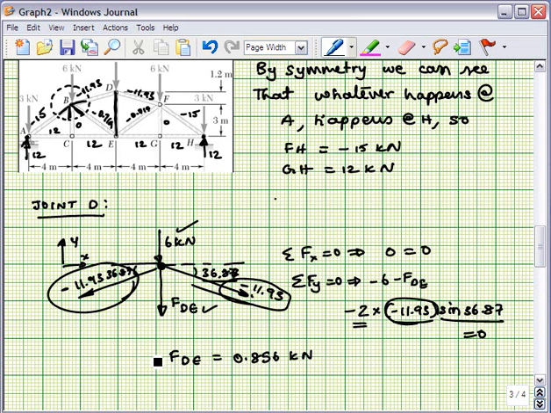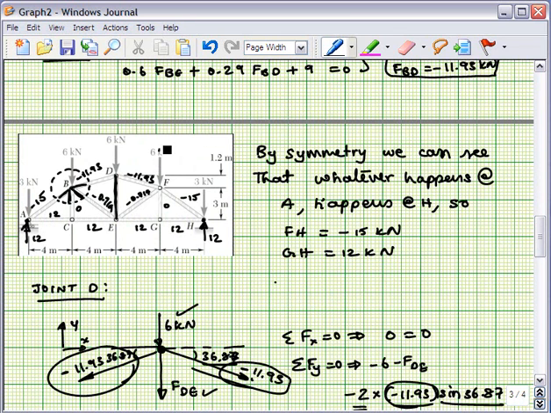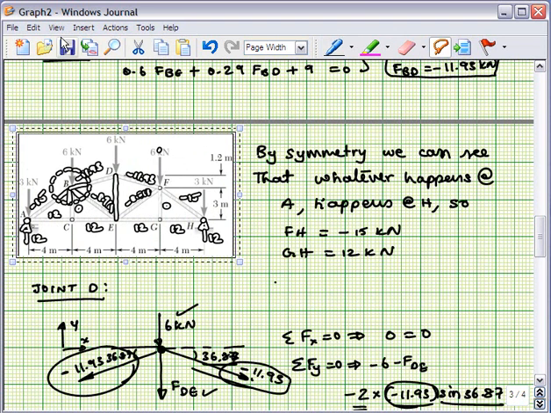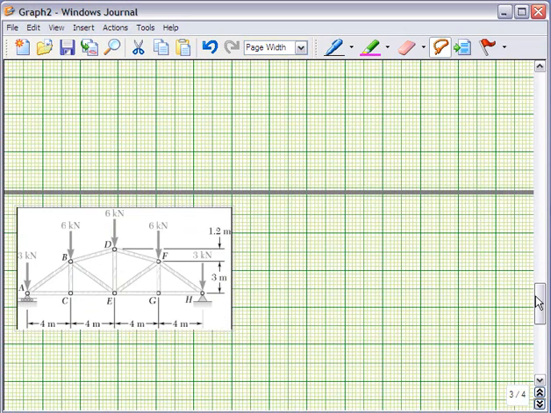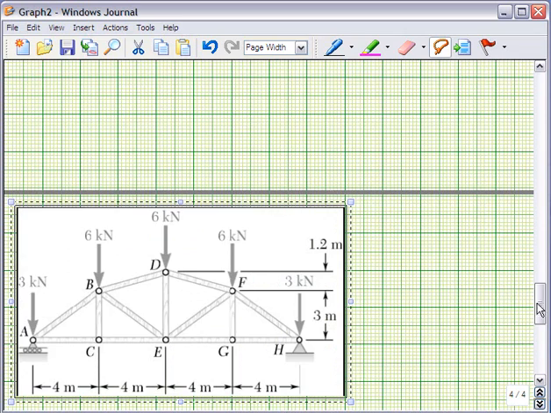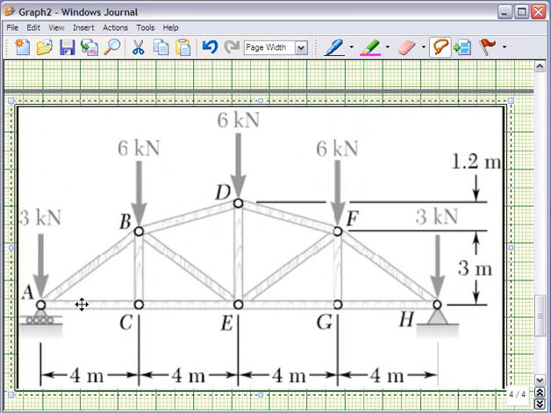So now we have everything. So let's summarize and see where we are. For us to be able to summarize, I want this figure. And I'm going to redraw this figure. Here it is. Great. I'm going to draw it large so you can see.